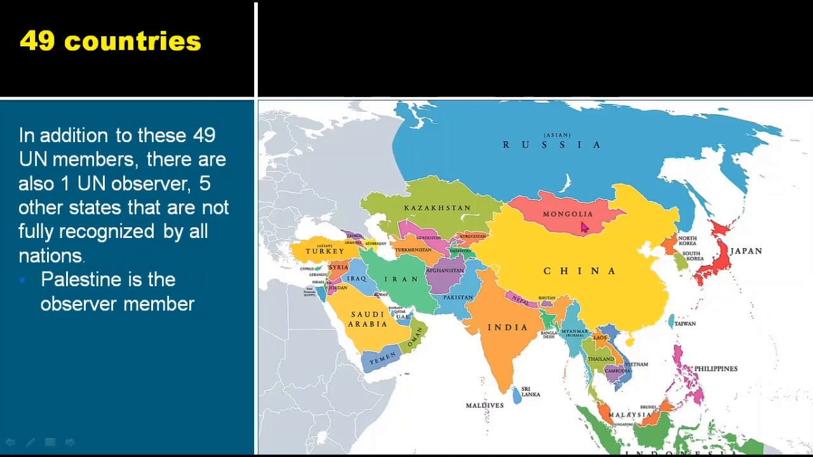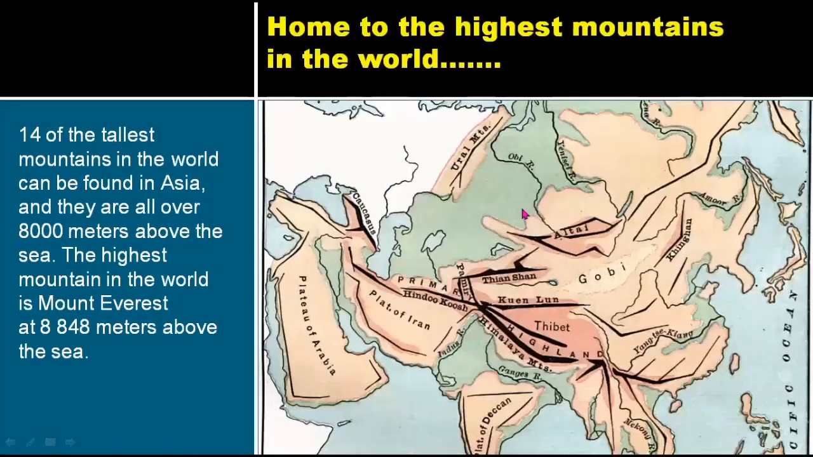So you can see we have China, Russia, Japan, North Korea, South Korea, Taiwan, Philippines, Malaysia, Indonesia, Thailand, Vietnam, Cambodia, Laos, India, Pakistan, Saudi Arabia, Oman, Yemen, Turkey, Kazakhstan. So these are the countries in the Asian continent.